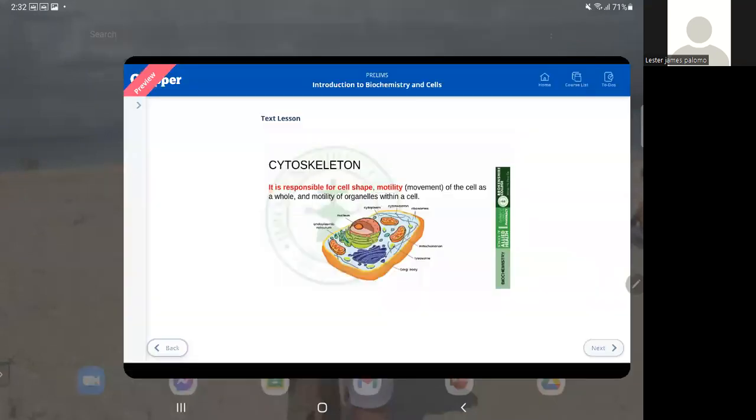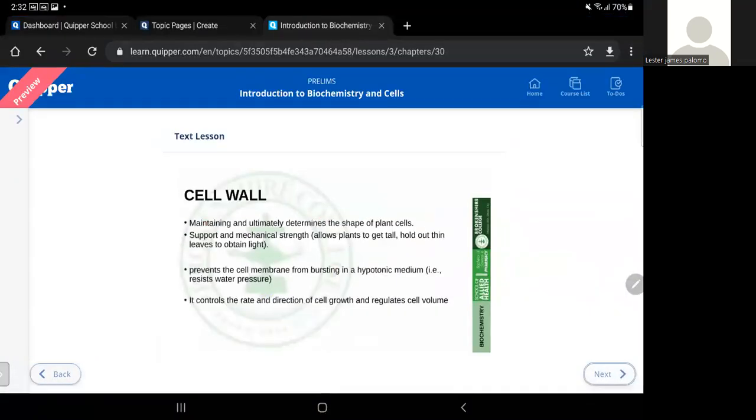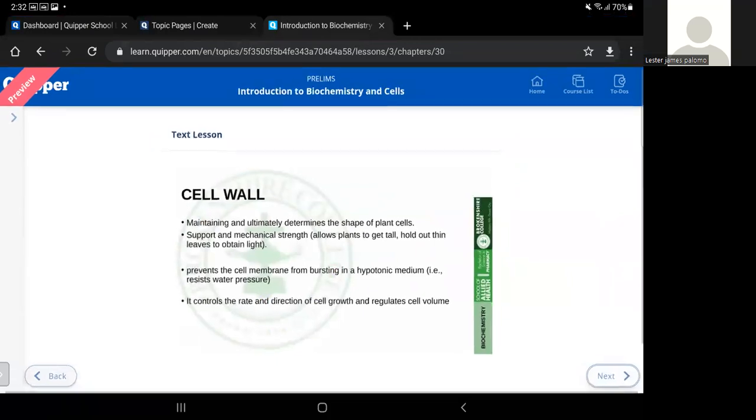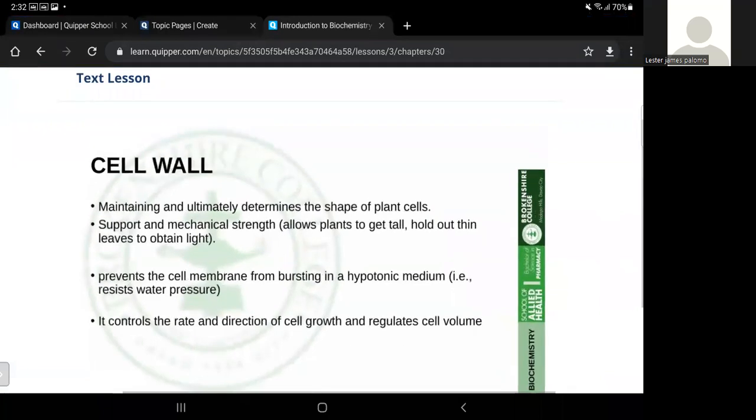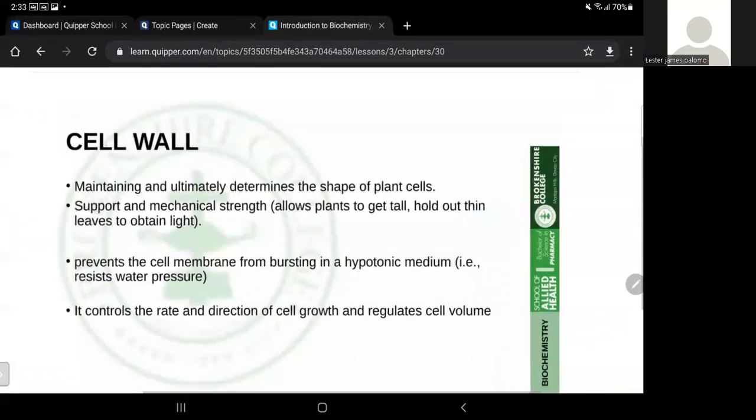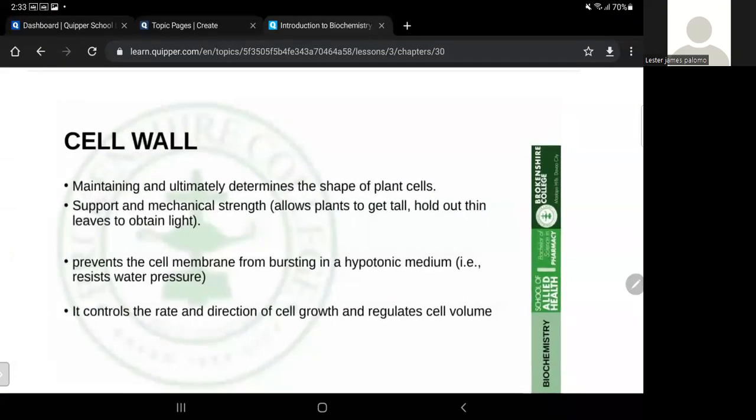Then we have your cell wall, of course, no? Your cell wall. So maintaining and ultimately determines the shape of the plant cell, for support and mechanical strength function. Okay, prevent the cell membrane from bursting in a hypotonic medium such as resistant water pressure, and controls the rate and direction of cell growth and regulates cell volume. Okay. So punta tayo dito.